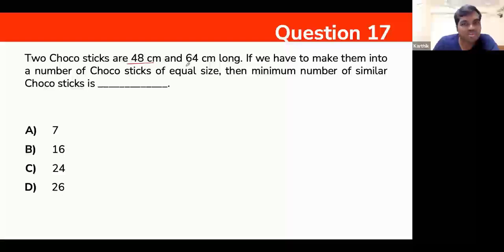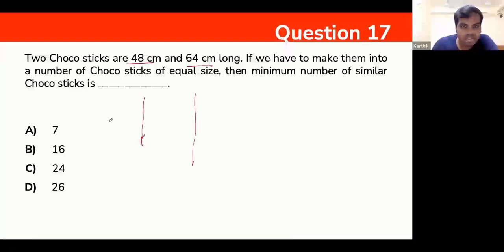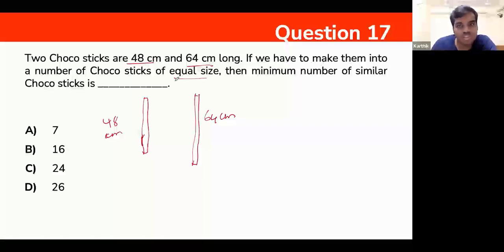So what he is trying to say is, those who are not able to understand, listen. There are two choco sticks of 48 centimeter and 64 centimeter length. Let me take the first stick and the second one. This is 48 centimeter and this is 64 centimeter. Now, both these sticks are divided into smaller sticks. If we have to make them into choco sticks of equal size, then the minimum number of similar choco sticks.